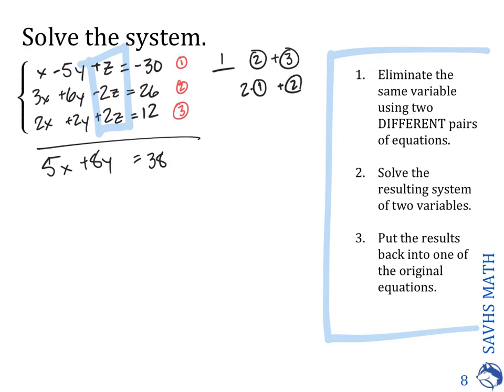I know I'm going to use that later, so I'm going to highlight it in green to keep myself thinking, oh, that's the thing that I'm trying to do. Okay, next step is to take 2 times equation 1, which was 2x minus 10y plus 2z equals negative 60, and add that to 3x plus 6y minus 2z equals 26.